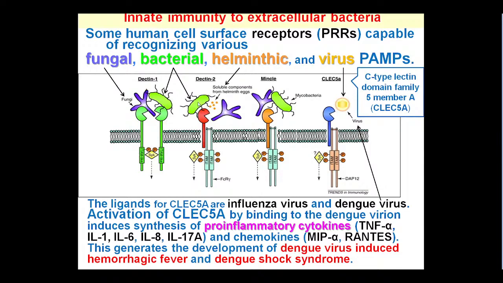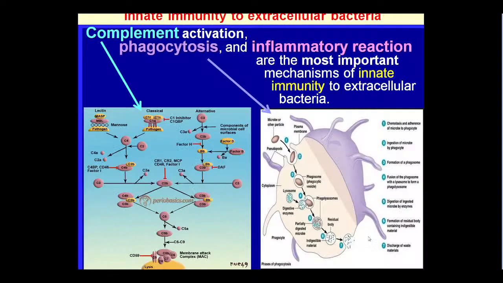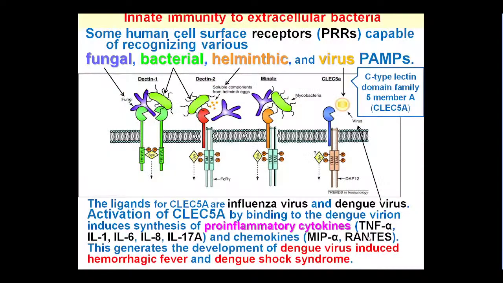It means antibacterial, antifungal, anti-helminthic immune responses may be initiated by reaction of the pathogen-associated molecular patterns with the Dectin-2 and Mincle receptors. What is Mincle? Do you remember this macrophage-inducible calcium-dependent C-type lectin? Mincle receptors recognize bacterial and fungal patterns.